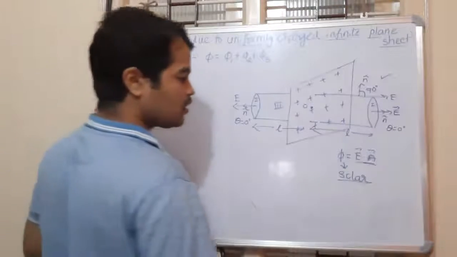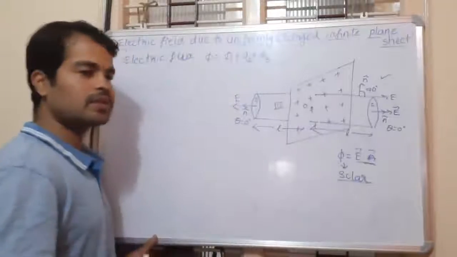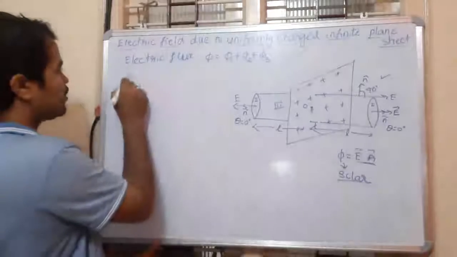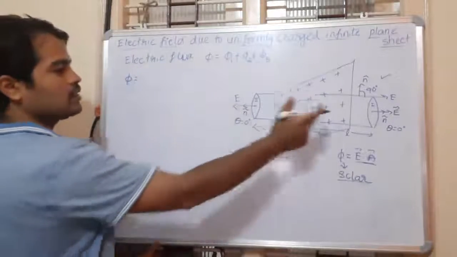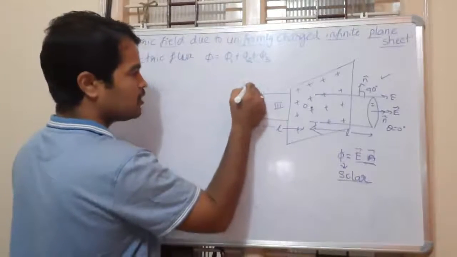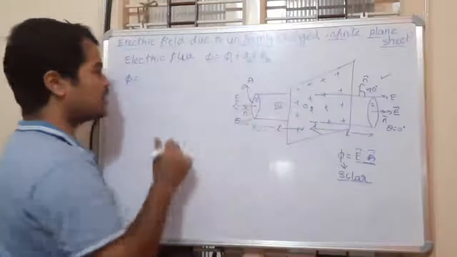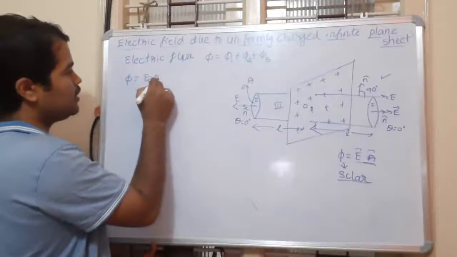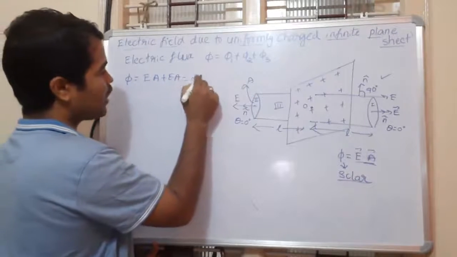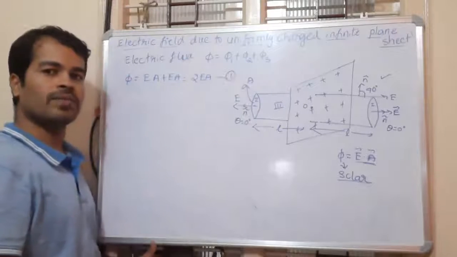For scalar quantities, direction doesn't matter, so we just need to add up. Now the total electric flux through the third surface is 0, so the total electric flux equals what? For this region and that region, let me consider the area of this one as A. Since it is symmetrical, the area of the other is also A. Then it becomes E A plus E A, that is 2 times E into A. Let me call this equation number 1.